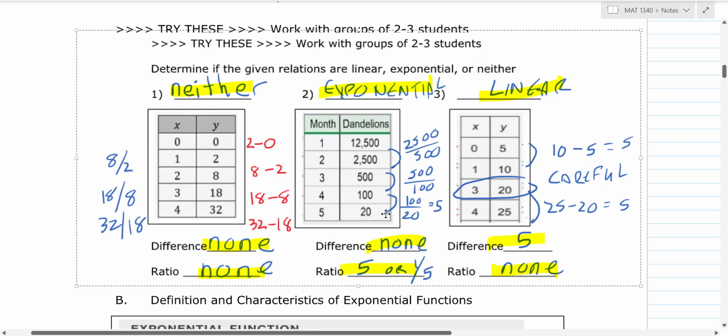The next one does not have a common difference. It's easy to see that in your head. 100 minus 20 is 80. 500 minus 100 is 400. You just look at two things and you can tell the difference is not the same.